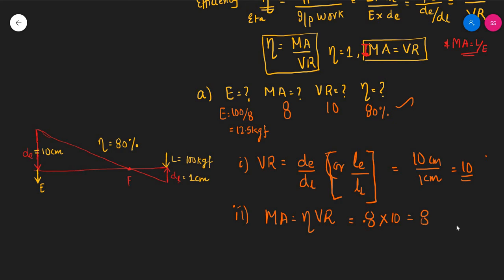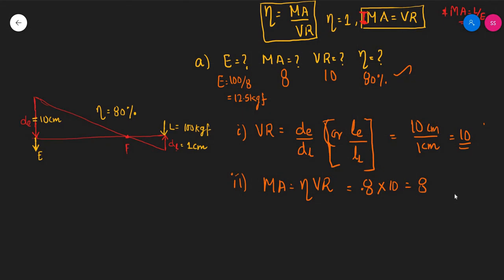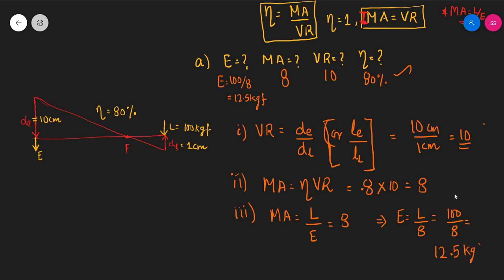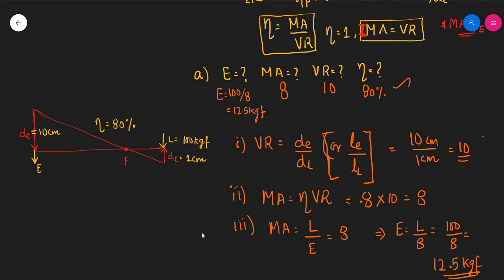And once you have your mechanical advantage, your third part becomes very easy, because you know that your mechanical advantage is load by effort, and that's equal to 8, which implies that your effort is 1/8 of your load. If it were 100% efficient, it would have been 1/10 of the load. Here it is 1/8 of the load, which is 100 by 8. That's equal to 12.5 kilogram force. So if you have done this and got the answer, congratulations. You have understood this topic well.